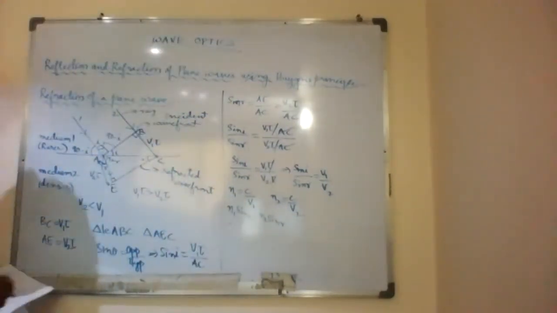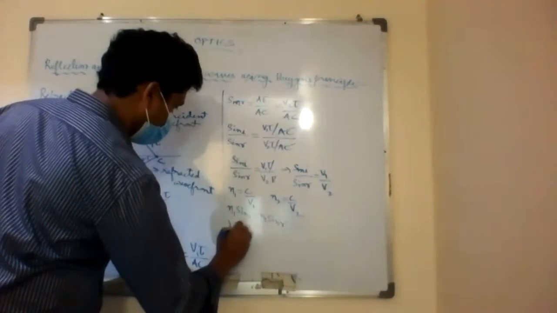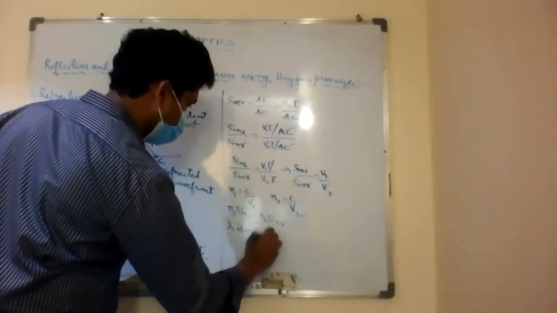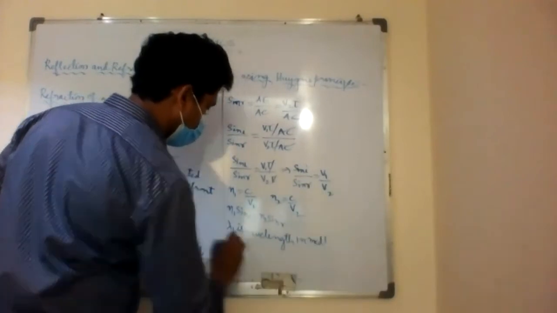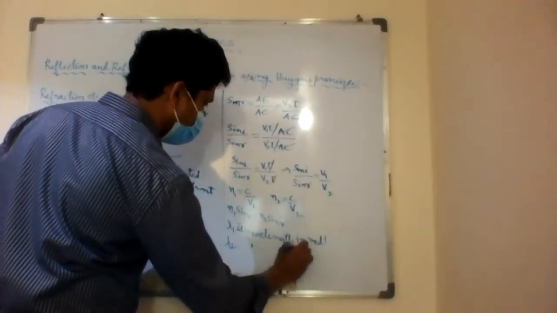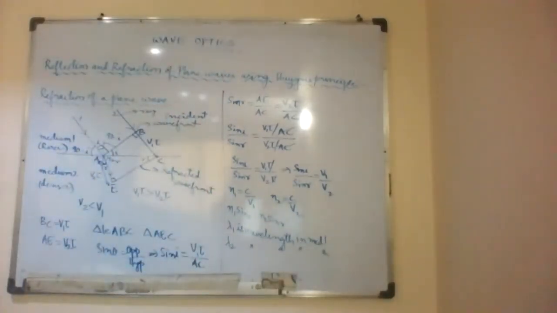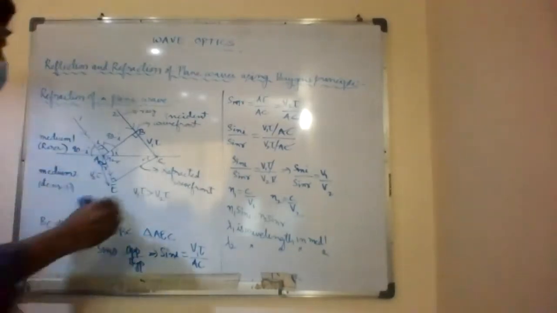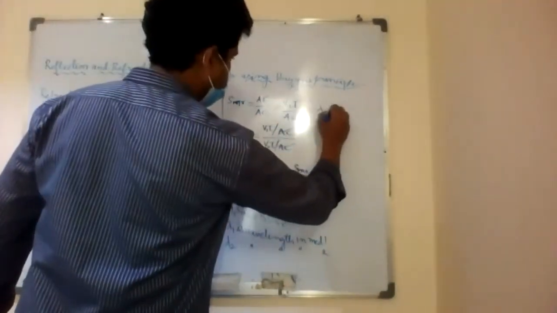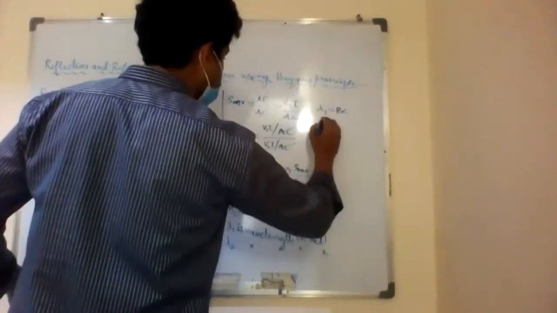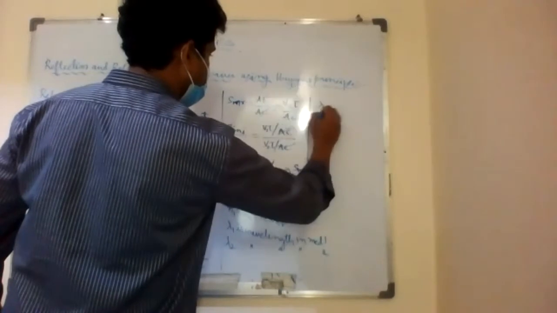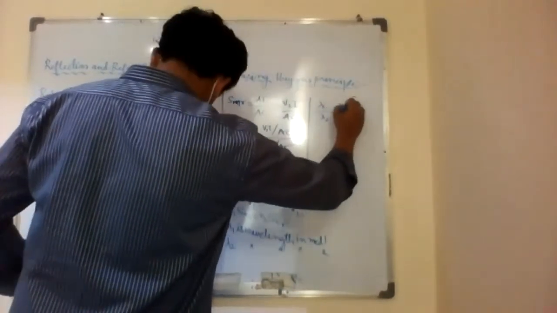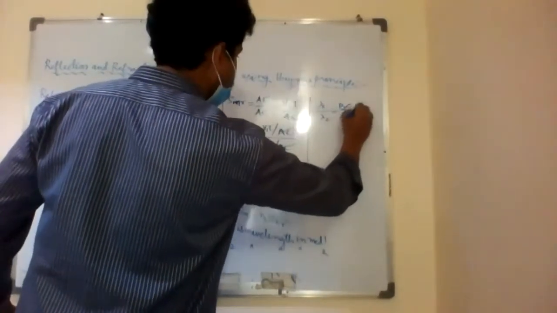Okay. So here we have lambda 1 is the wavelength in medium 1, and lambda 2 is the wavelength in medium 2. So what is lambda 1? Lambda 1 is BC. Lambda 1 by lambda 2, right here. Lambda 1 by lambda 2 is equal to what? BC by AE, which is equal to V1 by V2.